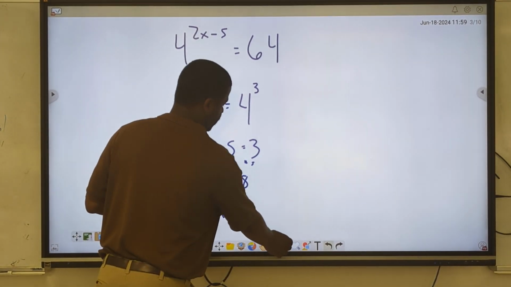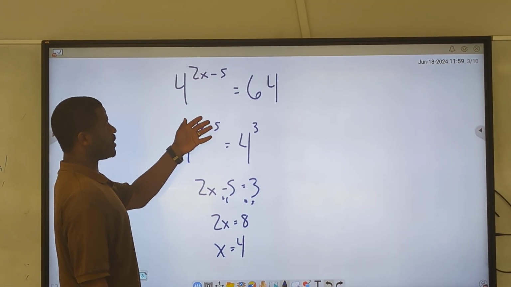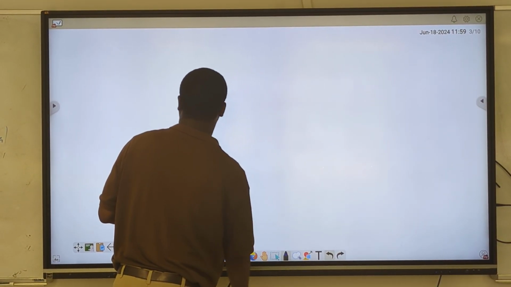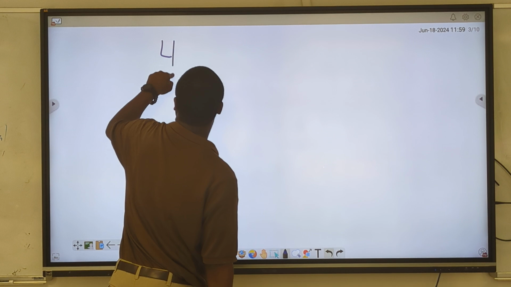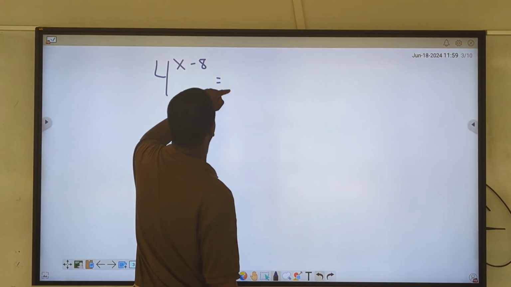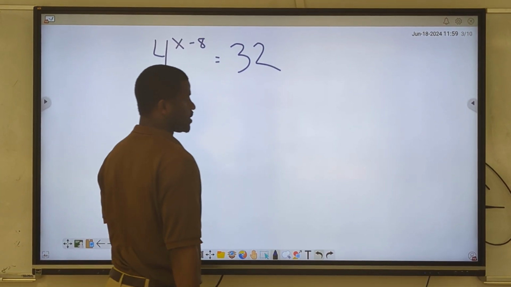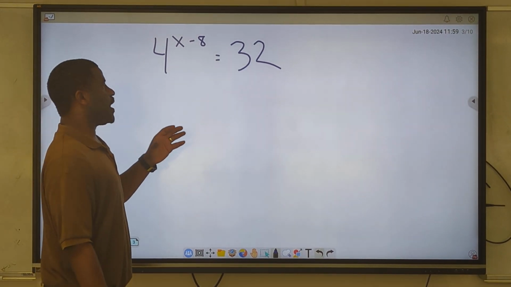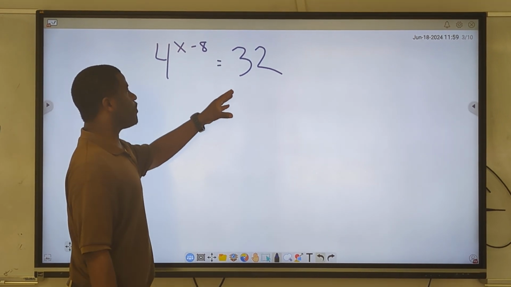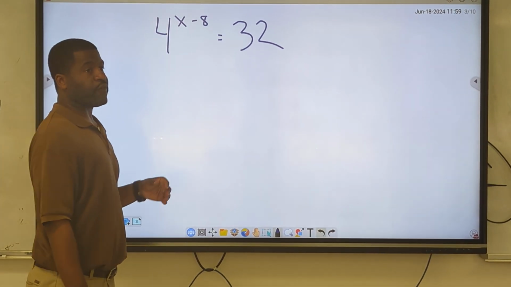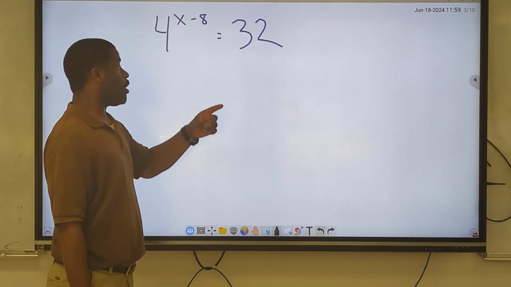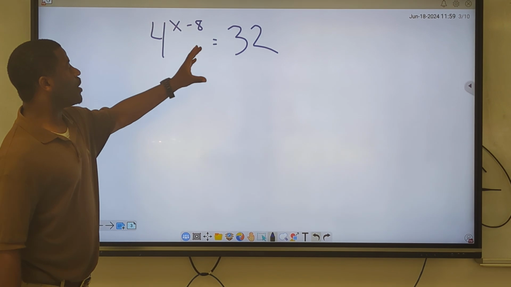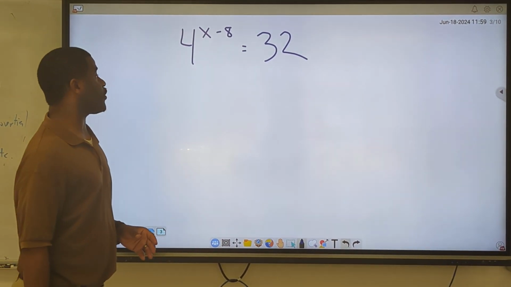So now, we've talked about having the same base on both sides, and now we can look at one where we have 4 to the x minus 8 is equal to 32. So once again, we have to see, can we write 32 with a base of 4? No, because 4 to the first power is 4, 4 squared is 16, and 4 to the third power is 64. But we skipped over that 32.